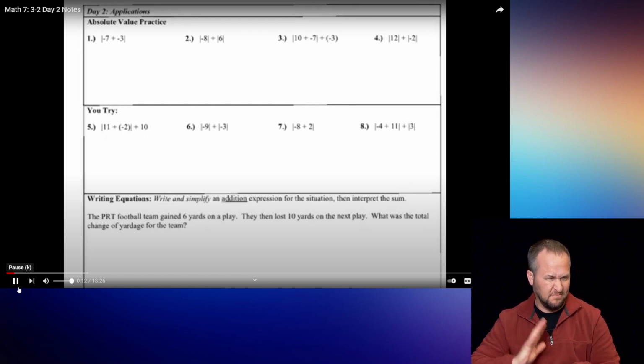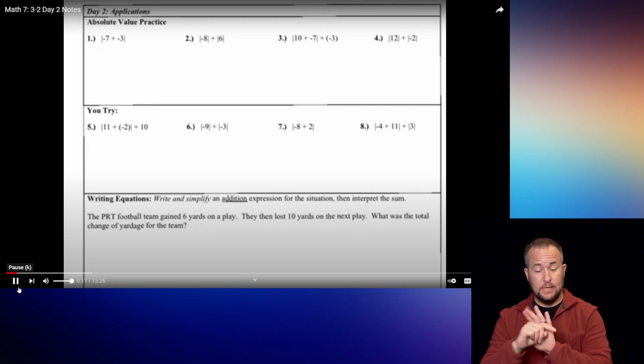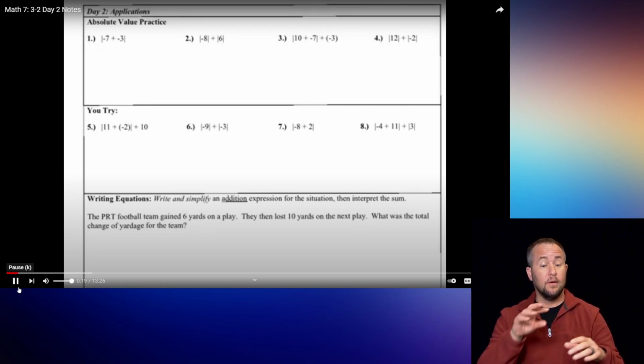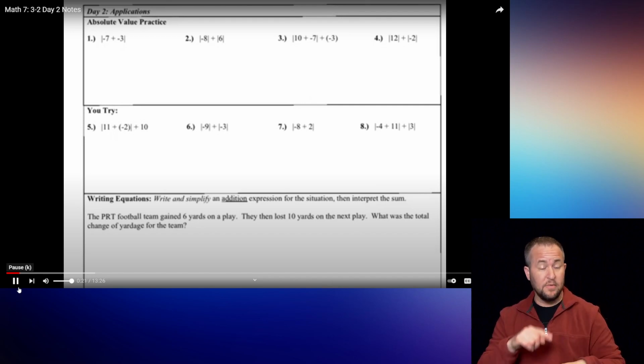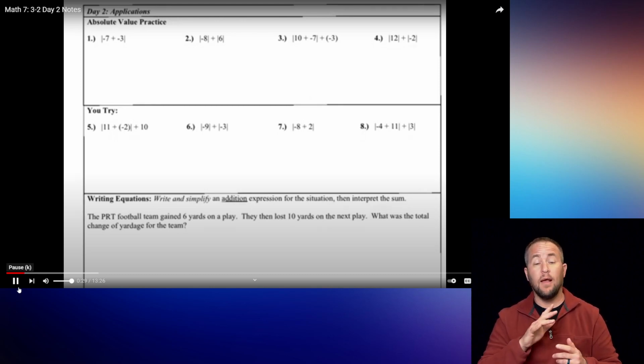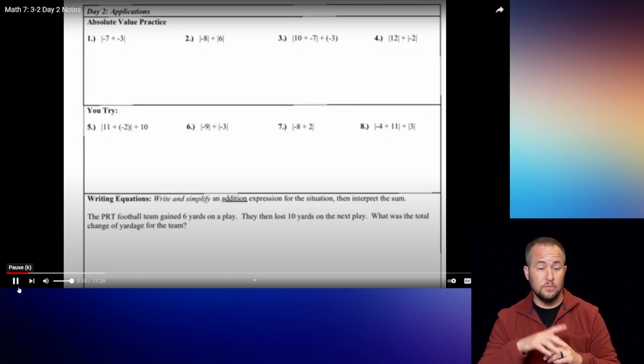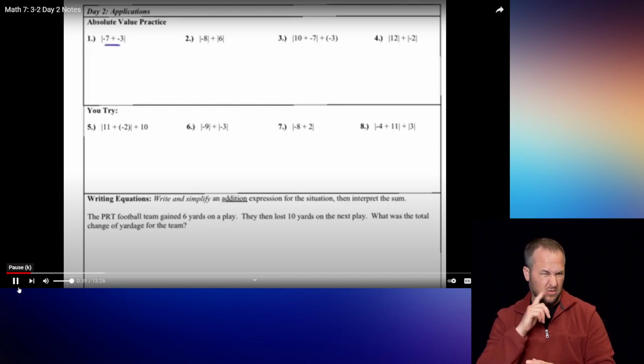So number 1, it says the absolute value of -7 plus a -3. So when this is the case, you are going to solve what is inside of the absolute value bars first, and then find the absolute value of that. So using those absolute value ideas as well as the 3-2 day 1 rules, you can choose to use the number line, you can choose to use the scoreboard, or you can choose to use SAC or DSL. Again, for time, as I mentioned, I'm going to stick to SAC or DSL.